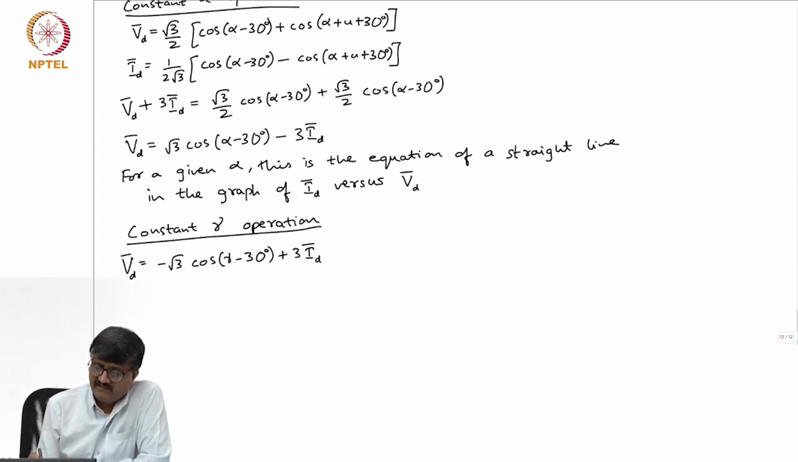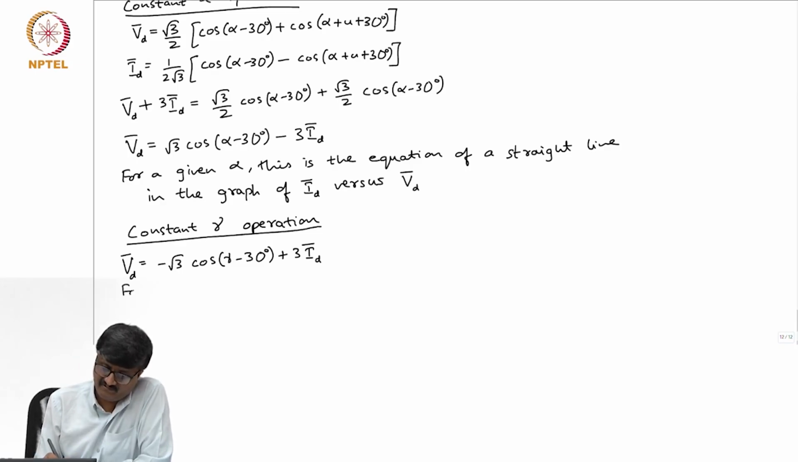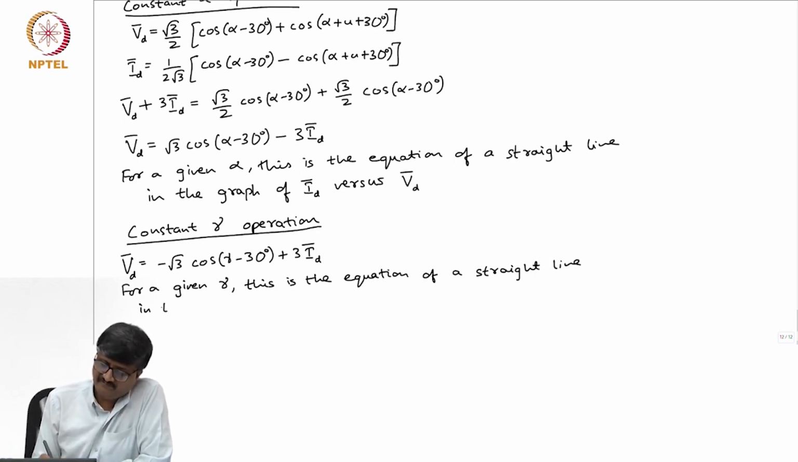So if I take a constant gamma, then this is again the equation of a straight line in the graph of Id versus Vd. So for a given value of gamma, this is the equation of a straight line in the graph of Id versus Vd.